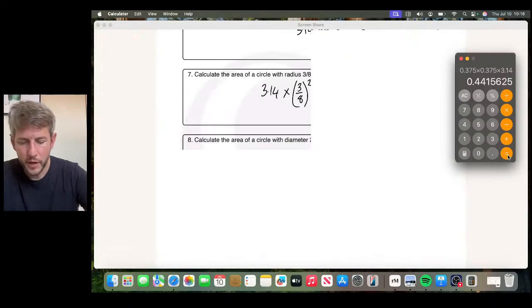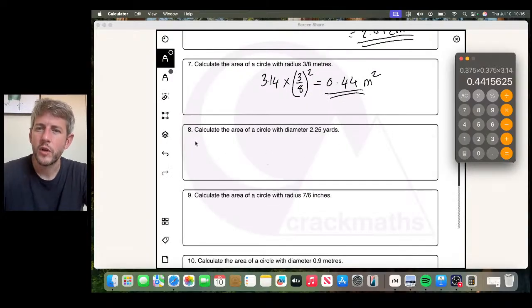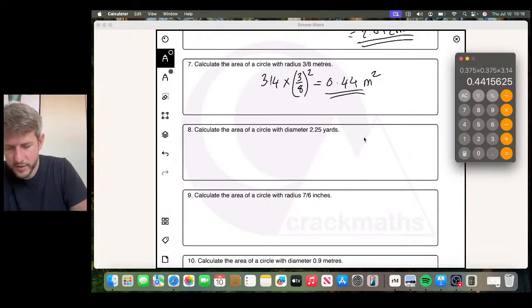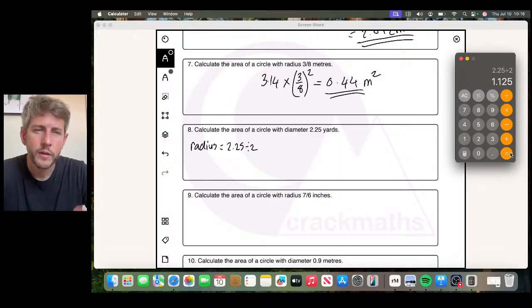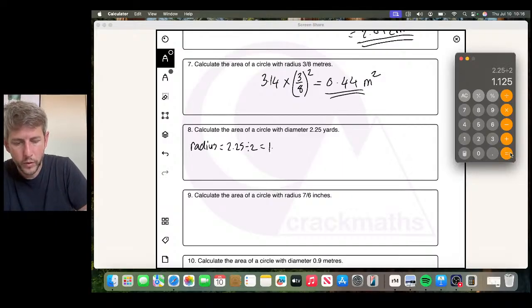Right, here we go. Question 8. Calculate the area of a circle with diameter 2.25 yards. Okay, so the radius equals 2.25 divided by 2. So let's do that. 2.25 divided by 2 is 1.125. So then we're looking at 3.14 times 1.125 squared.